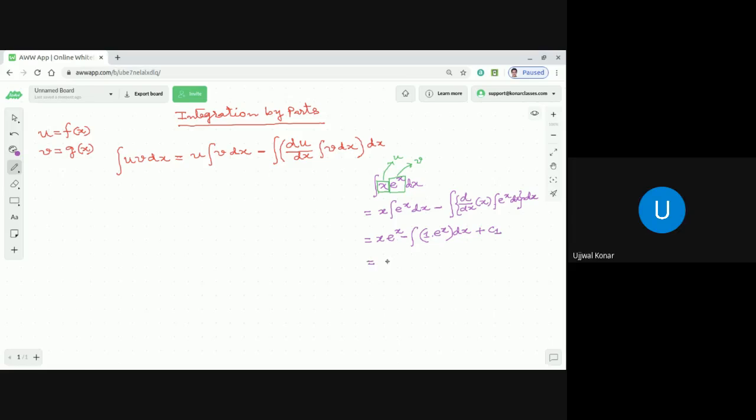So that is equal to x into e power x minus integration of e power x dx. Now we know the integration of e power x is e power x. So x e power x minus e power x plus c. C1 was the previous integrating constant, and after integration of e power x dx you will get another integrating constant. So that is added with C1 to get a new integrating constant C.